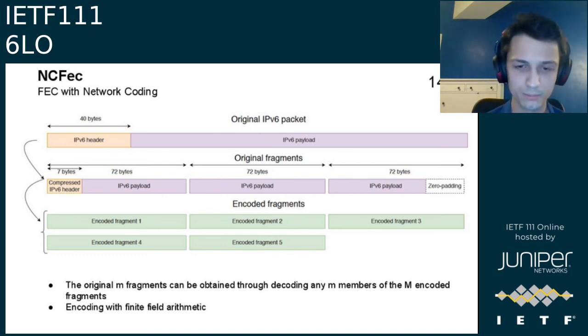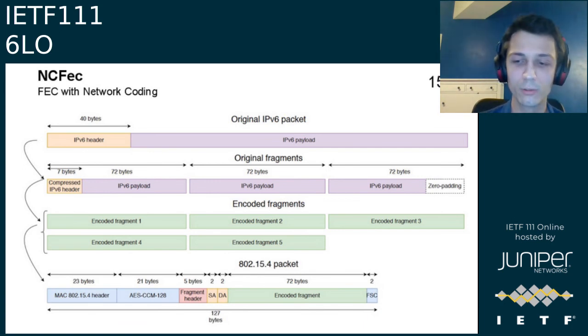Then these encoded fragments will be encapsulated inside the MAC frame. In our experimentations, we just put the source address and destination address in each fragment. We didn't put the IPHC header, which is a mistake. If you want to be compliant with the 6LoWPAN fragmentation, you would add this field between the fragment header and the source address.